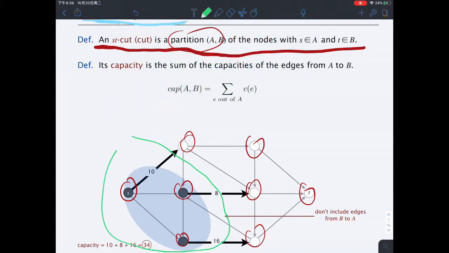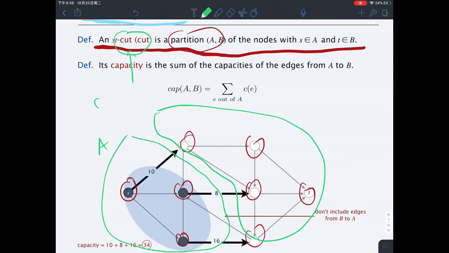So what I'm going to do is really just chop things into two halves. One half is called A, the other half is called B. Any cut, any way of chopping things into two halves, would be called an ST cut, so long as one component contains S and the other component contains T.